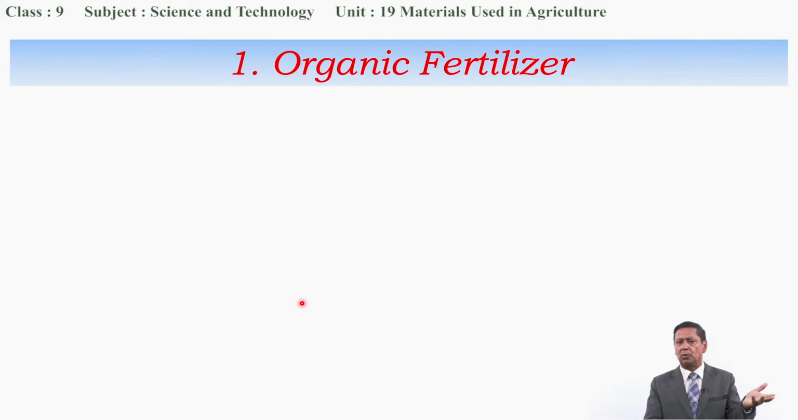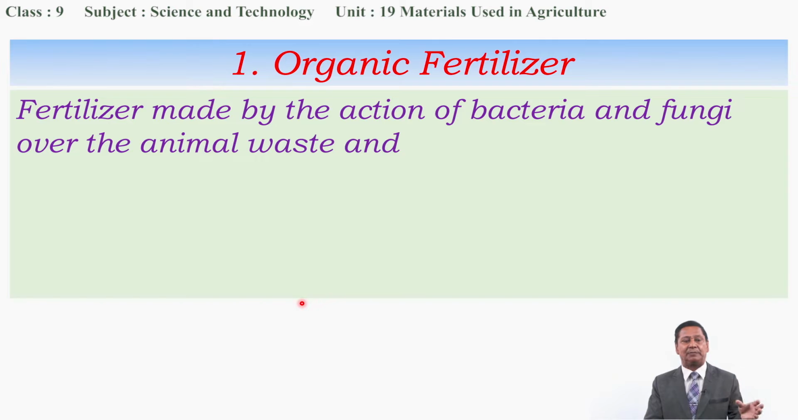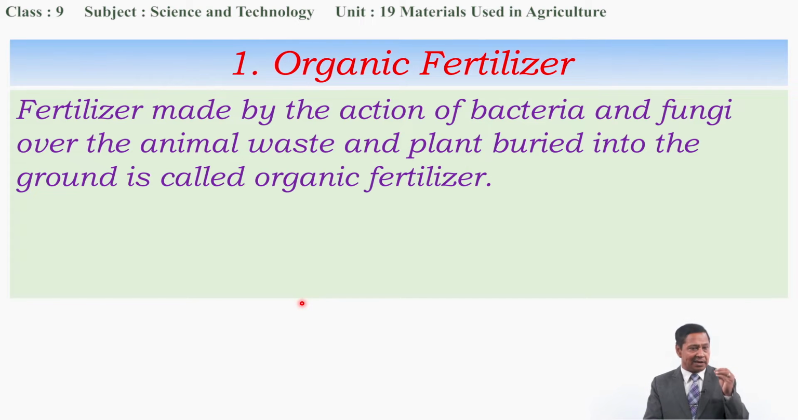Now, let's talk about organic fertilizer. What is it? Fertilizer made by the action of bacteria and fungi over the animal waste and plant buried into the ground is called organic fertilizer. Actually, this fertilizer is made from the waste of animals and residue of plants by the action of bacteria and fungi on this waste. Okay, now this is also divided into different types.